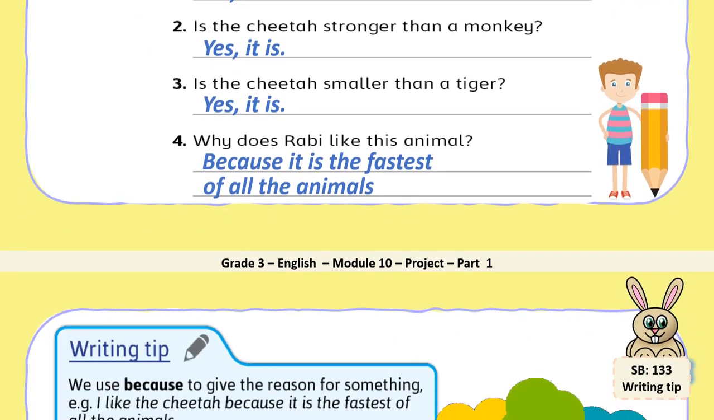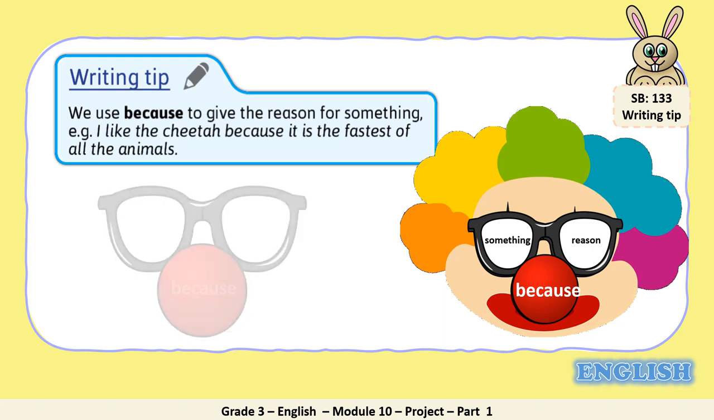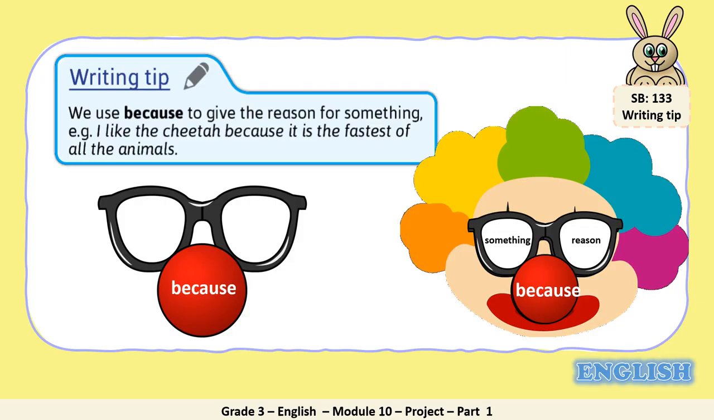Now we have something fun to talk about. I want to introduce you to Mr. Because, the clown. He has a special pair of glasses. When he puts them on, he can see the reason why something happens. So, for example, if we borrow Mr. Because's glasses to look at the text, we will find the reason why Rabia likes cheetahs is because it is the fastest of all the animals.